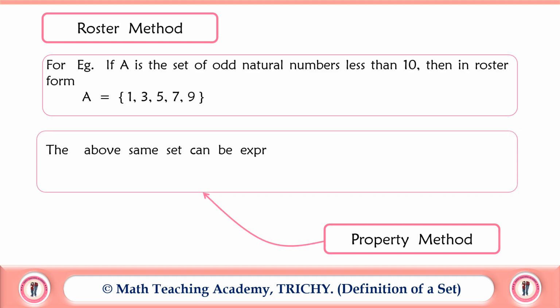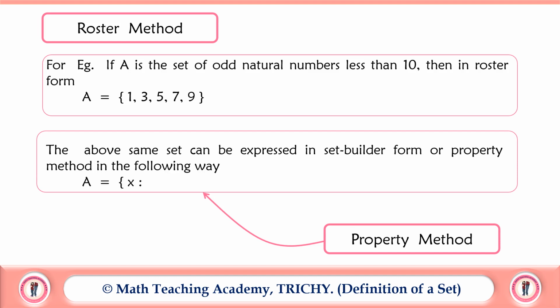In property method, the same set can be expressed in set builder form or property method in the following way: A = {x : x is an odd integer and 1 ≤ x ≤ 9}.